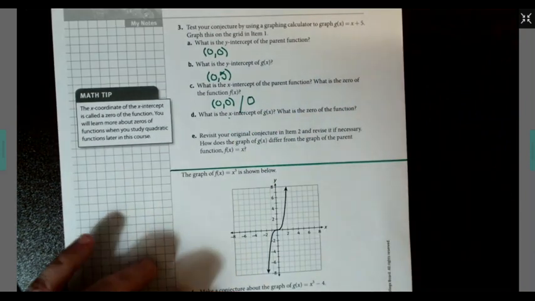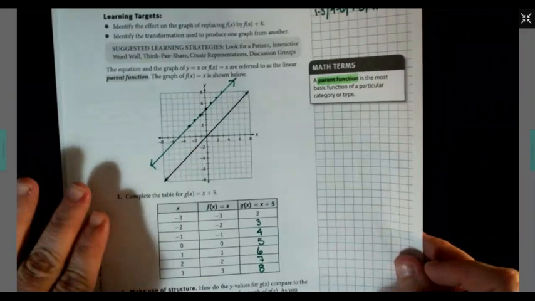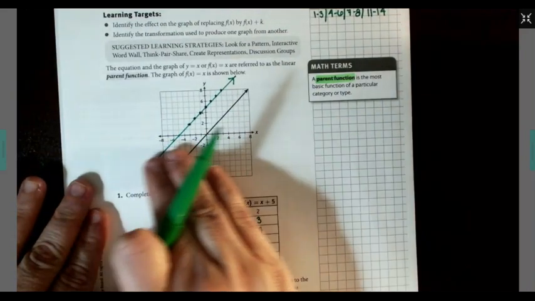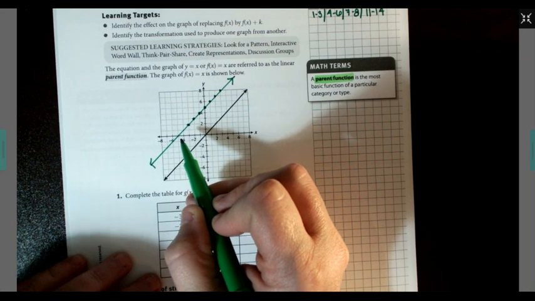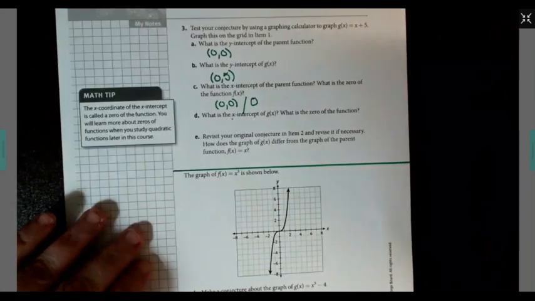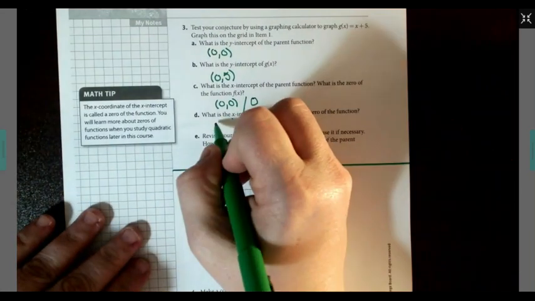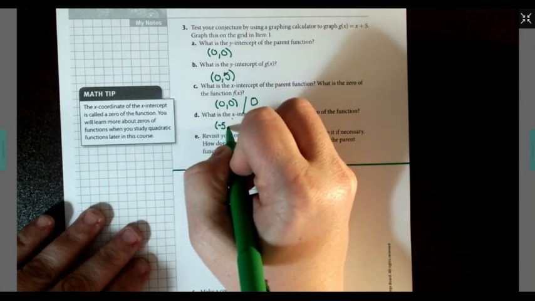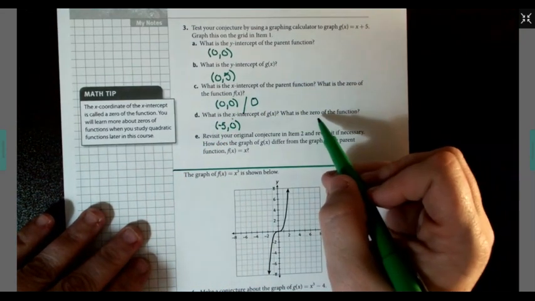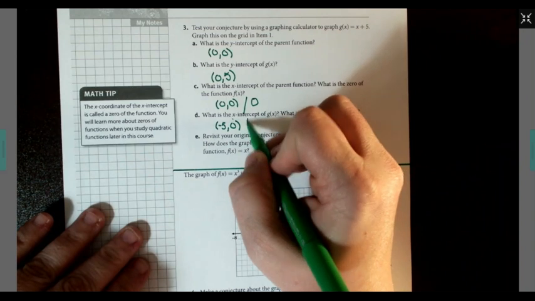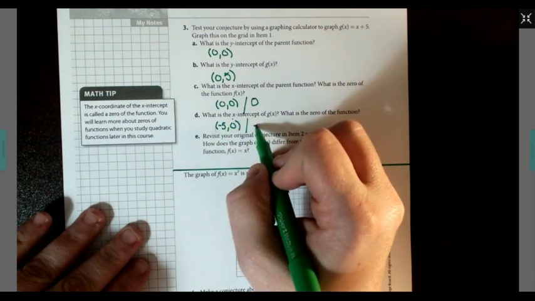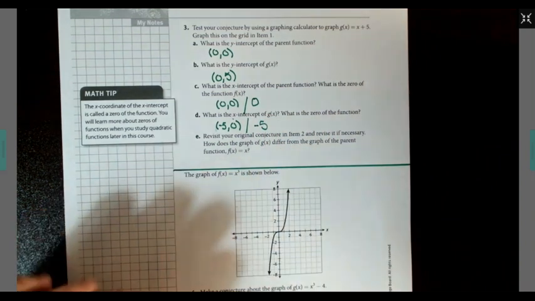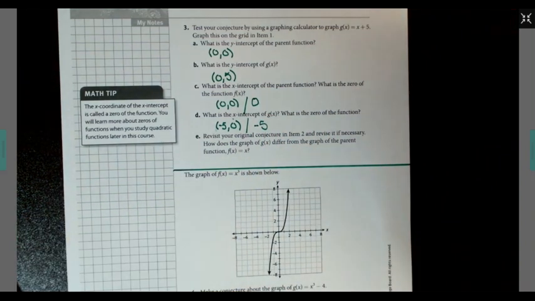X-intercept of g of x. So where does my line cross the x-axis? That would be at -5, 0. What is the 0? Well, it is the x-coordinate. So the x-coordinate of that ordered pair is -5.